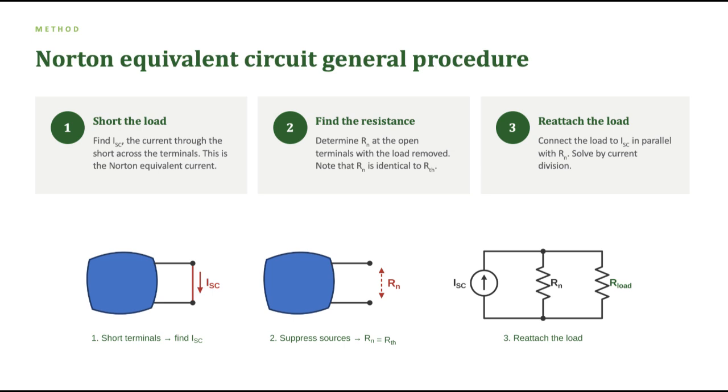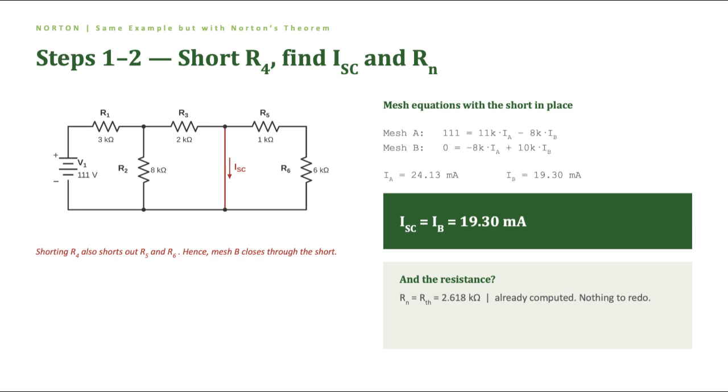Step 2 is literally the same calculation. R Norton, or Rn, equals R Thevenin, or RTH. Always. And step 3 swaps the voltage divider for a current divider. That is the whole difference. If you have done Thevenin, you have already done 2/3 of Norton. Let's have the previous problem.